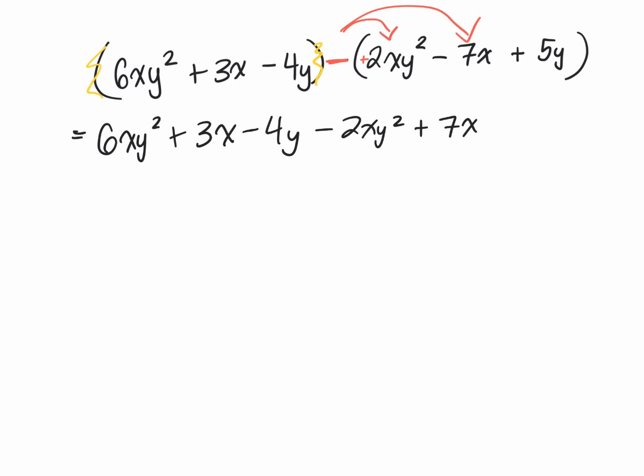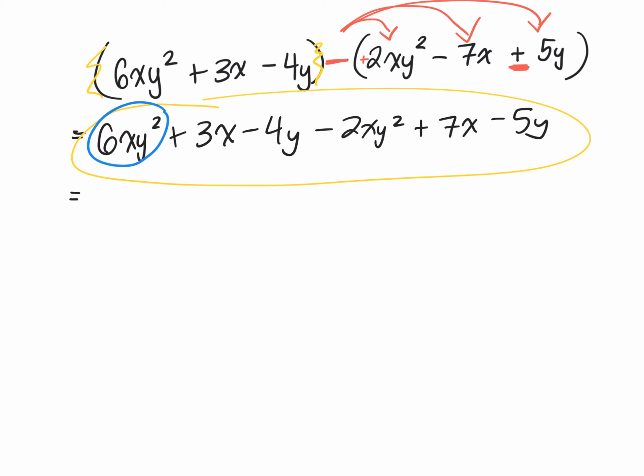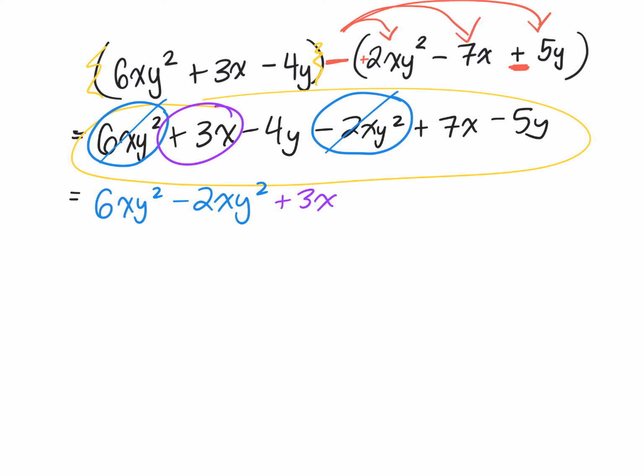And then, Seren, I'm taking away a positive 5y. What does that become? Good. Negative 5y. Okay, so I'm going to group my 6xy squared with which term? Negative. Do you see why it's important to figure out the signs and then rearrange it? Okay, so I've taken care of those two. What do I group next? Positive 3x goes with what? Positive 7x. Good. And then the last thing that I'm going to group is negative 4y and negative 5y.